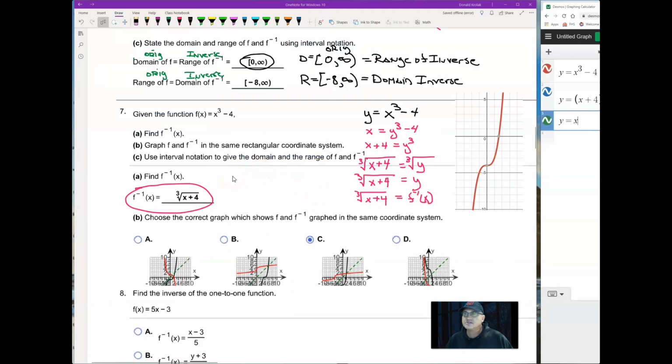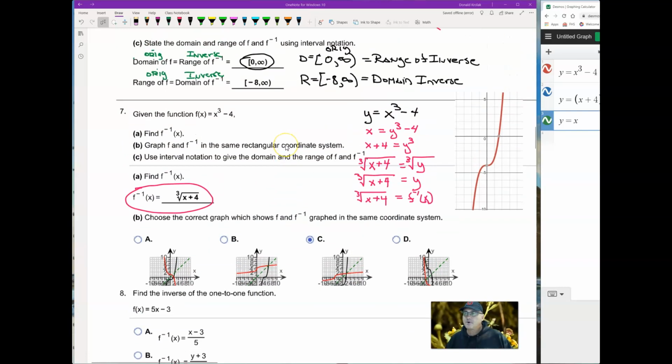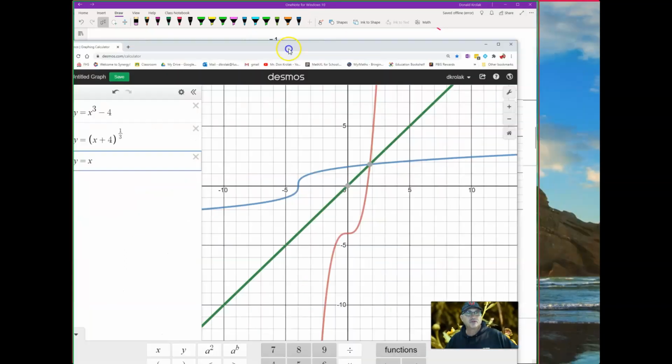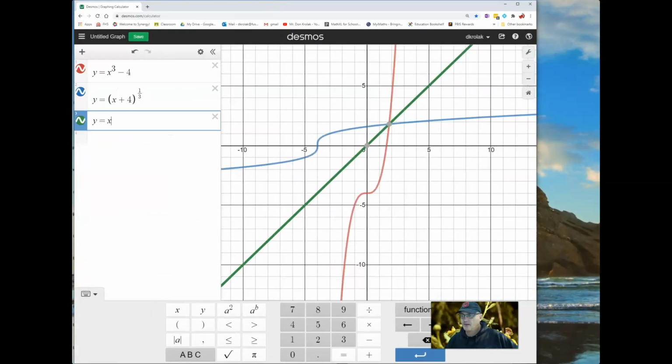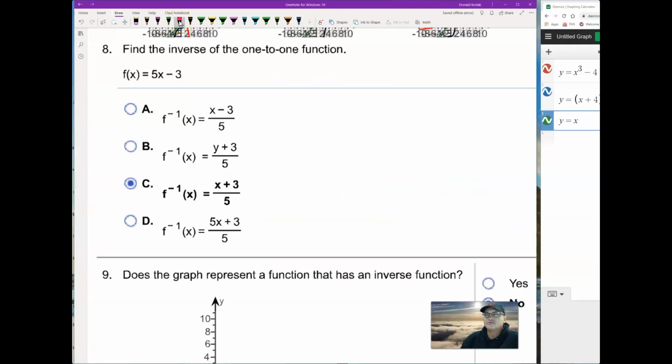Use interval notation to give the domain and the range of f and its inverse. All right, so when we do that, bring this graph back over. Okay, so the domain of the function, that's the red graph, becomes the range of the inverse. The range of the function becomes the domain of the inverse. Okay, find the inverse of this linear function. So this is pretty straightforward. Switch x and y, solve for y.